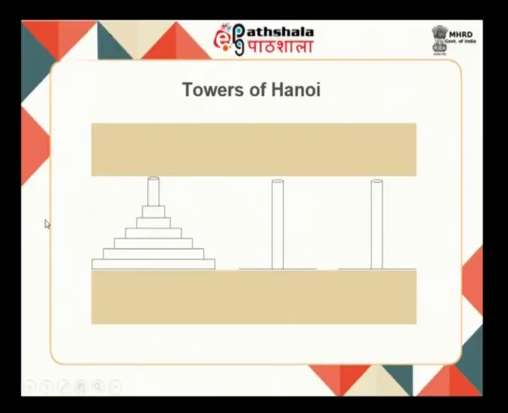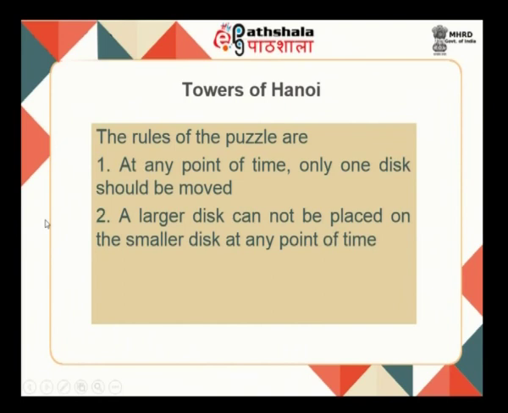And towers of Hanoi is also one of the most frequently used algorithms. This is called the towers of Hanoi. You know very well there are 3 pegs. You have n disks. The problem of towers of Hanoi is you have to transfer the disks from peg A to peg C using peg B as the intermediate peg. The towers of Hanoi works on these rules: at any one particular point only one disk should be moved, and at no point of time can a larger disk be placed on a smaller disk.